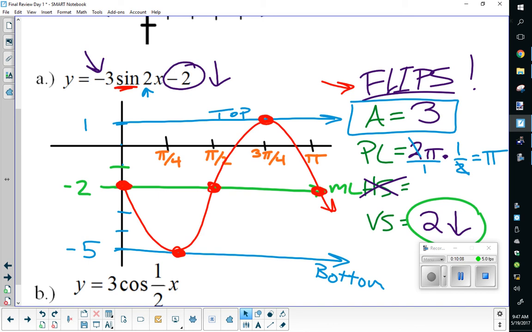Yes, ma'am. Does a cosine graph start at the top? Yeah, like, is there something that would make it start at the bottom? Yep. What would make a cosine graph start at the bottom? If it's flipped, if there was a negative in front, just like the sine one.